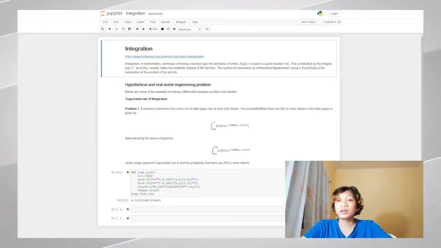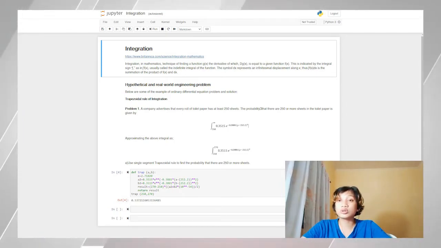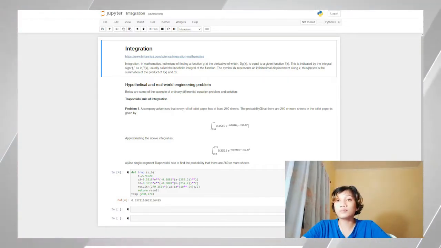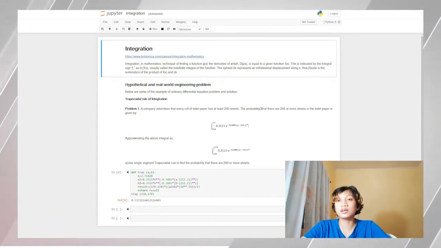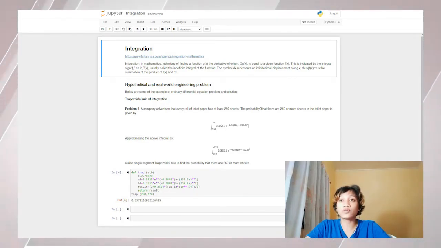Return result. This means the return statement is used to end the execution of the function and return the result or the value. So, return result. Then we call our function, drop, open parentheses, a equivalent to 250, comma, b equivalent to 270. After typing the code, click run, and the answer will be given. So the result is 0.537211605315645. Thank you.